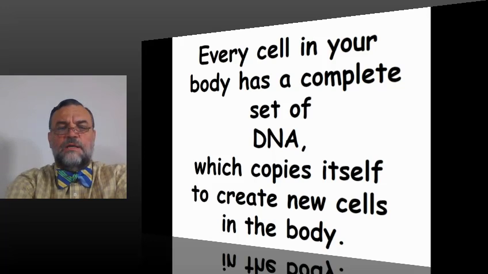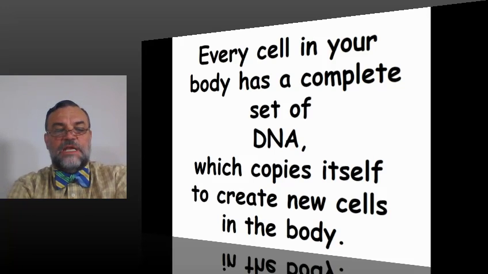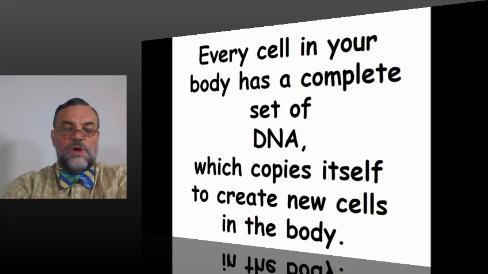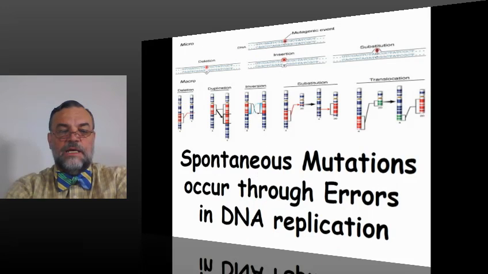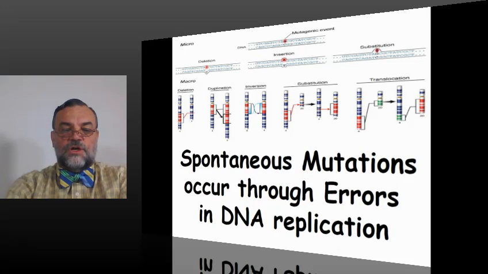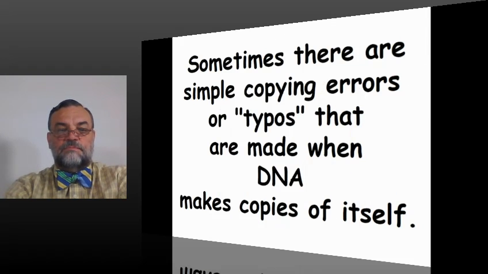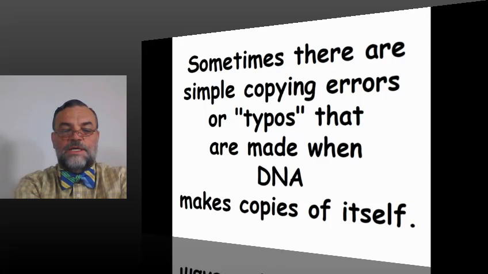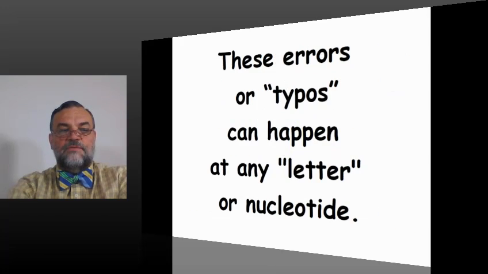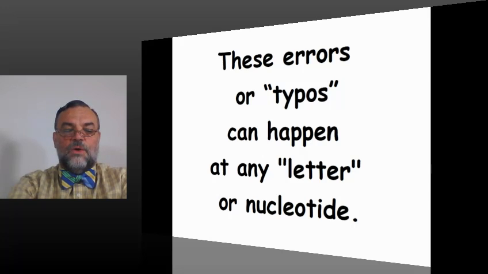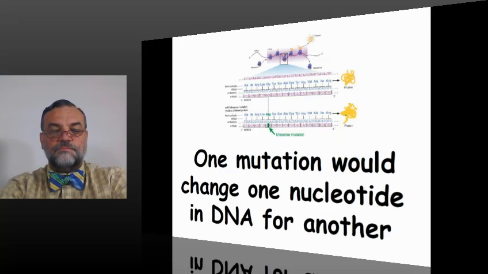Spontaneous mutations occur in the normal processes of DNA. Every cell in your body has a complete set of DNA which copies itself to create new cells in the body. Spontaneous mutations occur through errors in DNA replication. Sometimes there are simple copying errors or typos that are made when DNA makes copies of itself. These errors or typos can happen at any letter or nucleotide.